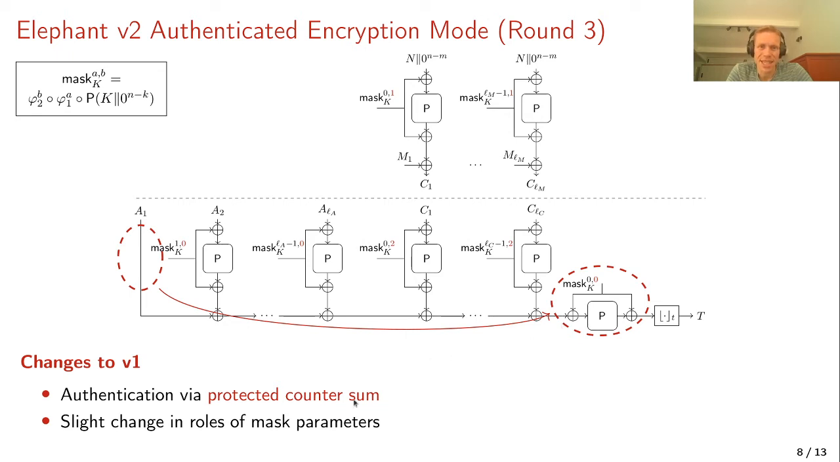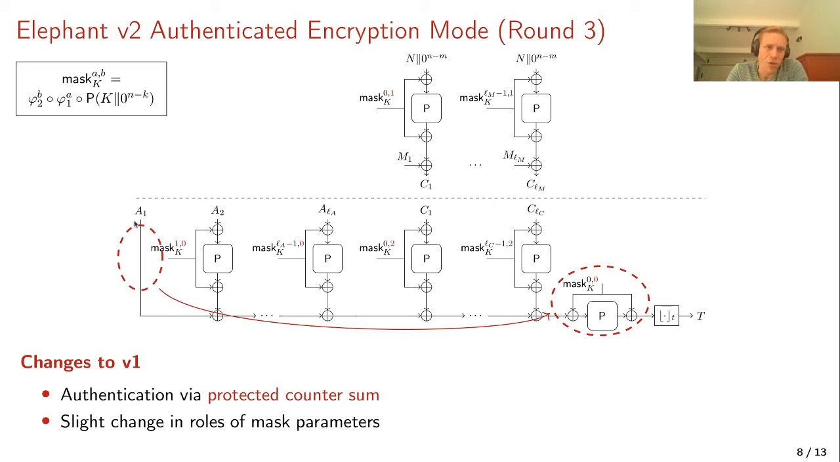A second change is in the parameter rules of the masking. In fact, the value B is now different. Note that for Elephant V1, for encryption we had B is 0 and now B is 1. For ciphertext authentication we used to have B is 1 and now it's B is 2. And for associated data we used to have B is 2 and now it's B is 1. The reason this is done is that the finalization is now done for mask 0,0, and it's slightly more efficient than if you take mask 0,2. So this is just an elementary change, nothing spectacular.